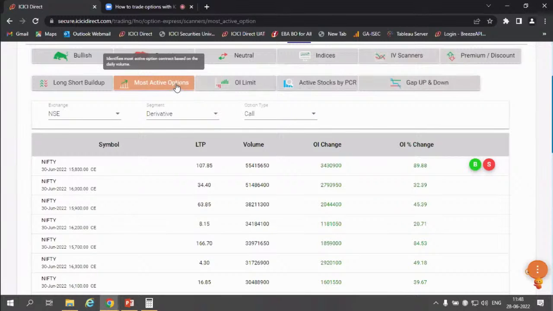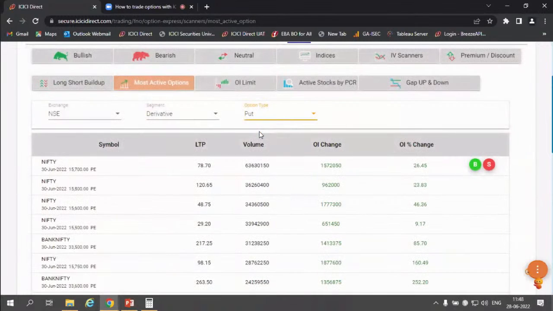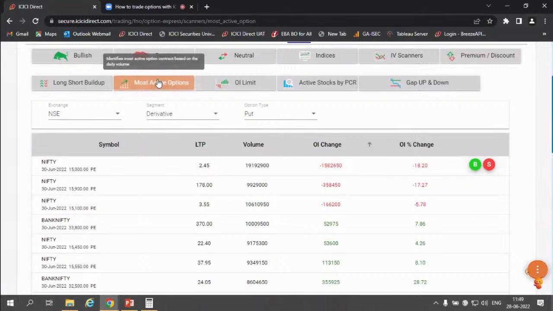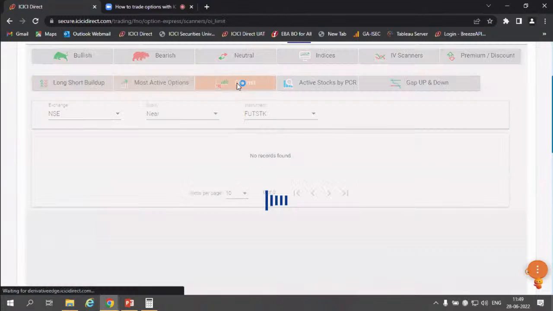So most active options is nothing but the most active options that are getting traded. Here by default you will get Nifty, but you can select the stocks that you want. Segment is derivative, and then you choose whether to go with the call or the put. It will give you the most traded options in this case. And again, you will be able to filter it based on the open interest, because lots of people would like to trade the contracts that are getting traded a lot. That is nothing but the most active options. It is self-explanatory, and you'll be able to check that.